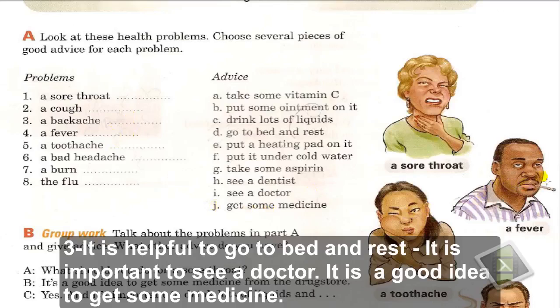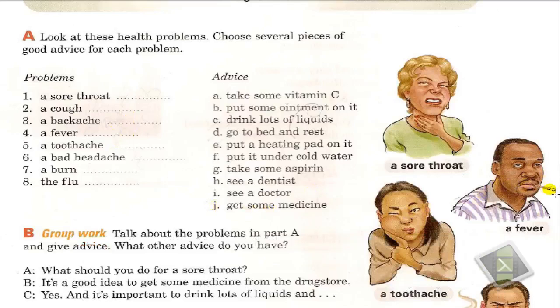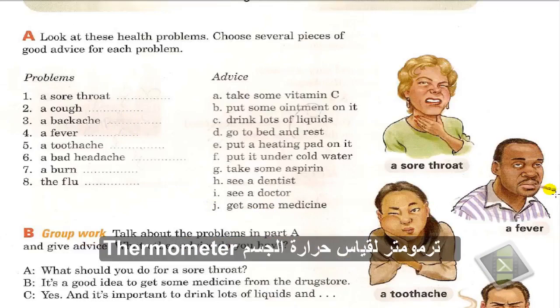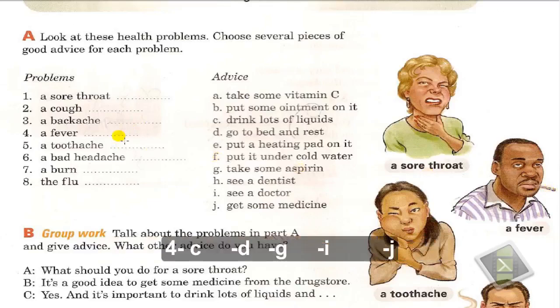Fever. This is fever, high temperature. Thermometer. This is a thermometer. Fever, number 4. The answers C, D, G, I, J. For fever, it's important to drink lots of liquids. It's a good idea to go to bed and rest. It's helpful to get some aspirin.